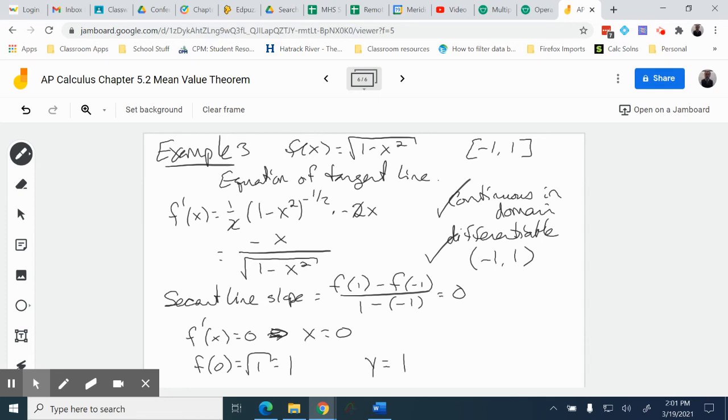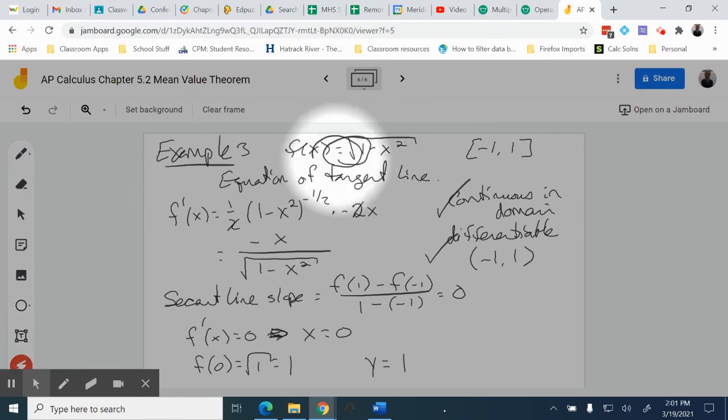And why not plus or minus 1? Well, if we look back at the original function, we're only dealing with the positive root of this function. Okay, go ahead and do exercise 9.